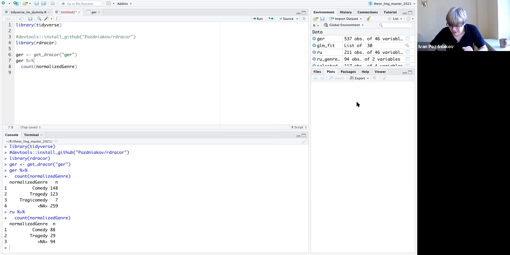Do you have any ideas? It's a very important point to understand, because otherwise it will not be clear why the lm function does the things that it does. So just try to think why we can't just code it as 1, 2, 3, for example, and use this 1, 2, 3 as a predictor for linear regression.